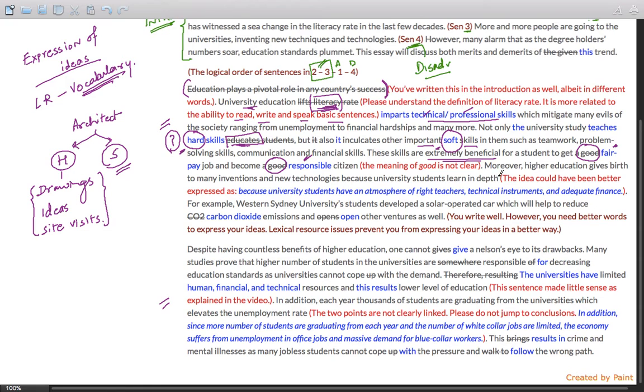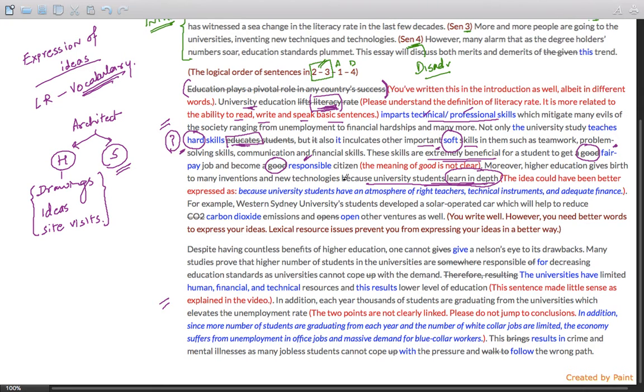Similarly, over here, the idea could have been better expressed. For instance, the student has written, moreover, higher education gives birth to many inventions and new technologies because university students learn in depth. What exactly do they learn in depth? This is not clear. So this is again open to interpretation. Learning in depth doesn't mean anything. There is no concrete meaning. This is open to interpretation.